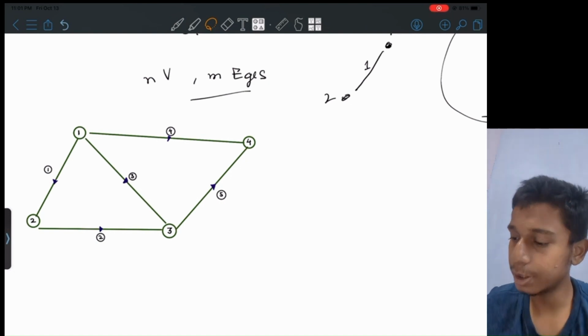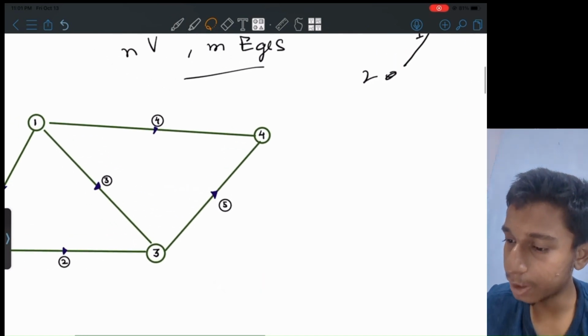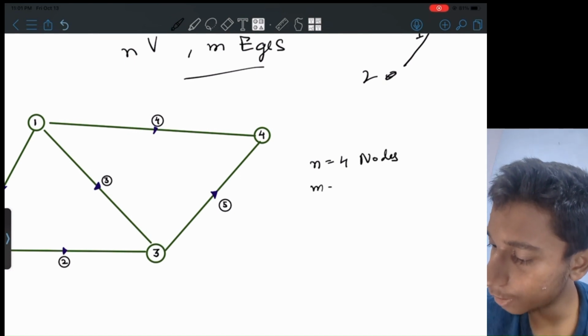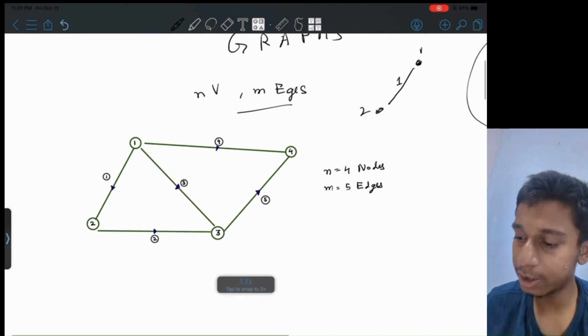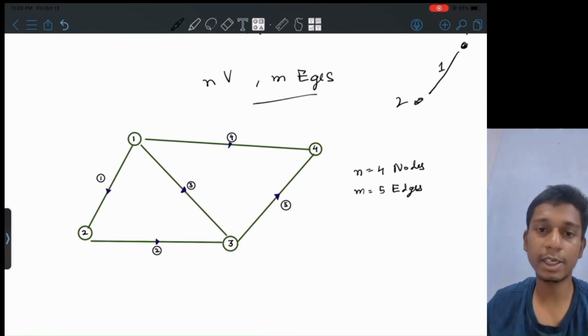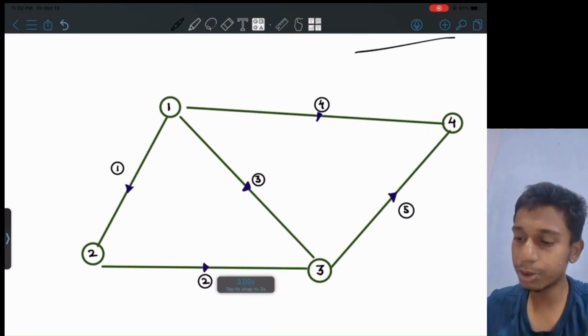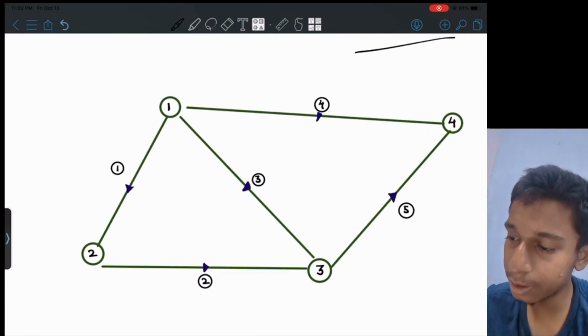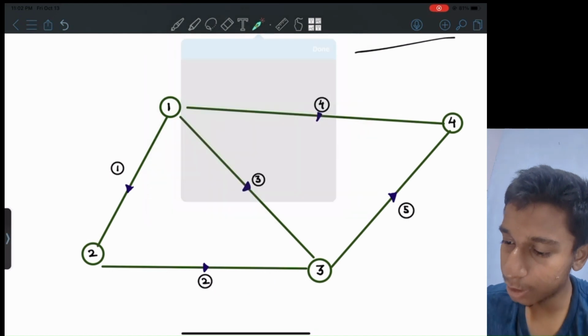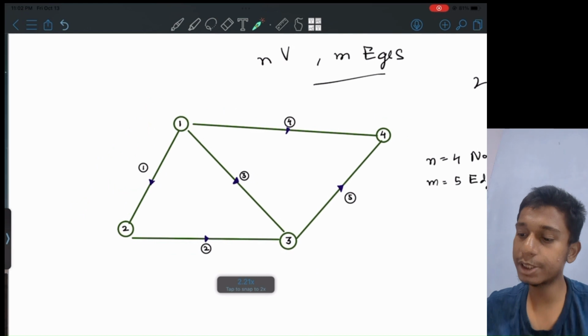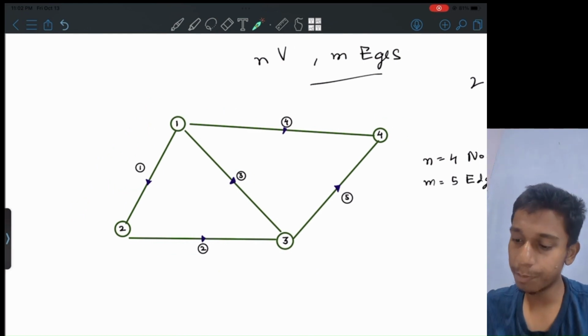It is a graph that comprises a total of n equals 4 nodes and m equals 5 edges, where the edges are directed edges that show the flow. So currently, suppose the edge 1, which is flowing from node 1 to node 2, represents that a current flow is there between node 1 and node 2.